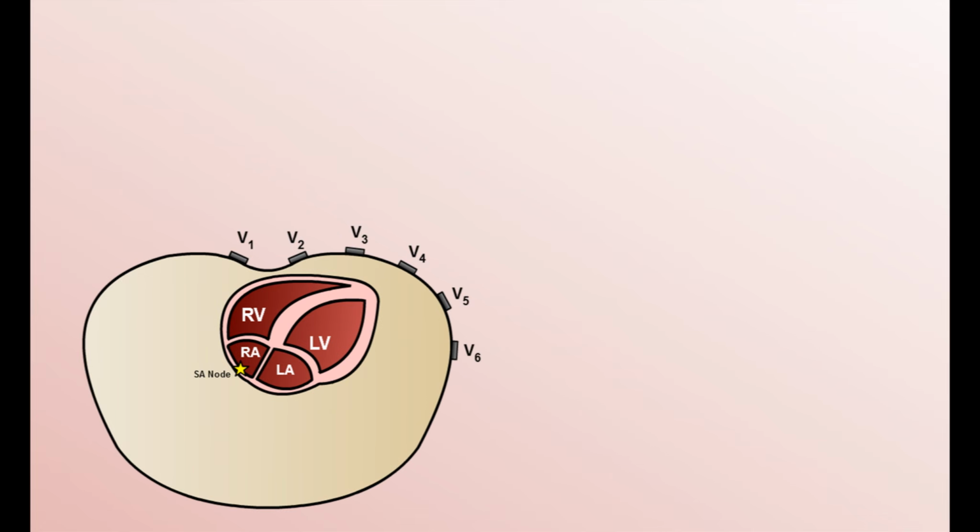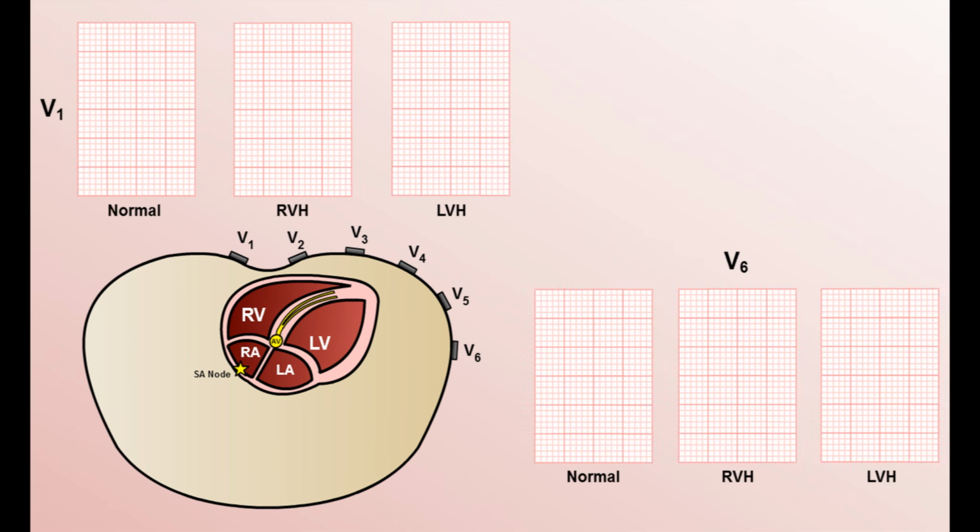The best means to identify ventricular hypertrophy is to examine changes in the QRS amplitude in the precordial leads. Here is the heart in axial cross-section again, and here is our AV node with the His bundle, and this time with the right and left bundles. Let's examine the typical QRS complex in V1 and V6 in normal hearts, RVH, and LVH.